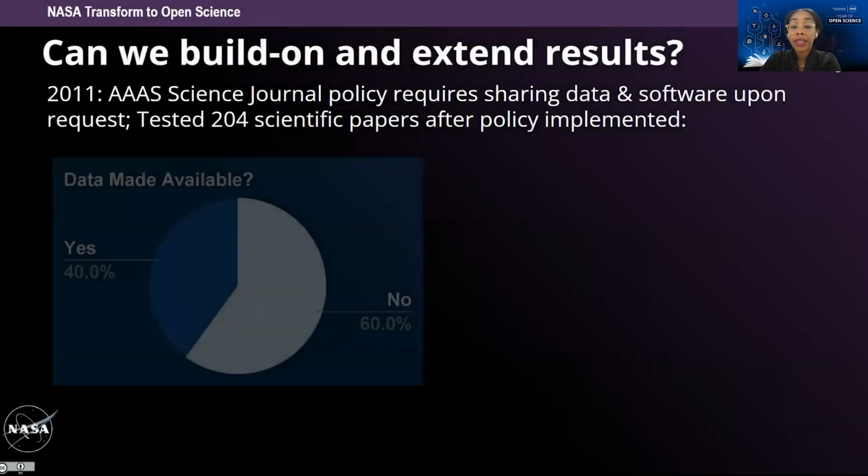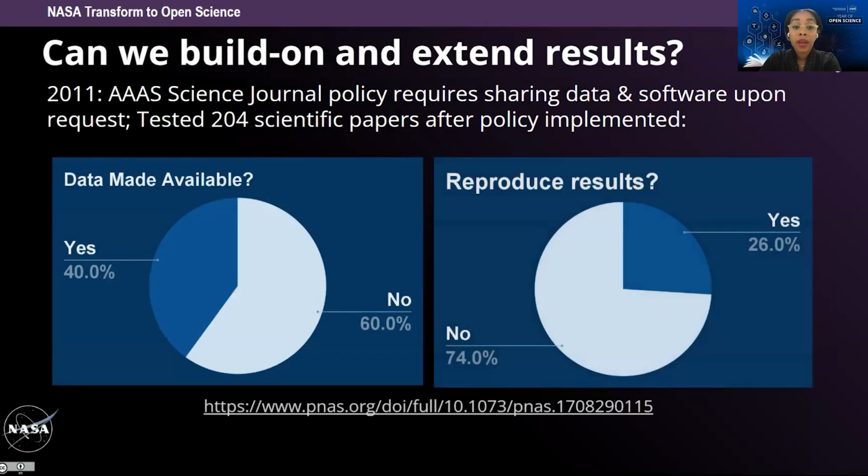So can we build on and extend scientific results? The graphs on this slide are taken from a paper by Victoria Stodden in 2018, where she tested 204 scientific papers that were published in the journal Science. That's a very high-profile journal that showcases the most important results. She tested whether we can get the data that's promised and whether the data is available. You'll see on the slide that 60% of the papers had data that was not made available, either through access or request.